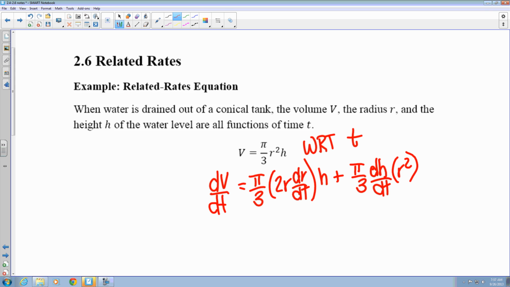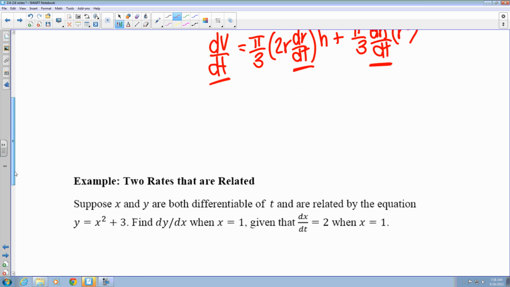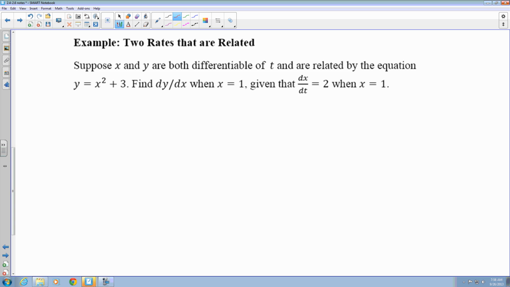So as you can see, we have three different rates, dV/dt, dr/dt, and dh/dt, all of them related to one another. This one we're not actually asking the question, I just wanted to show you how we were going to do all of the dV/dt's, etc. So we're going to actually move on to a problem where we're going to solve for something.